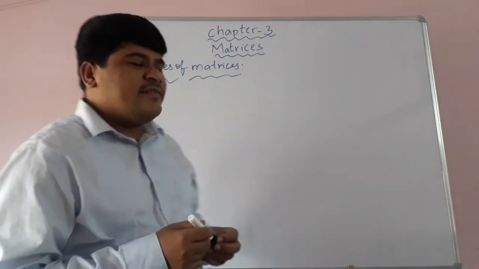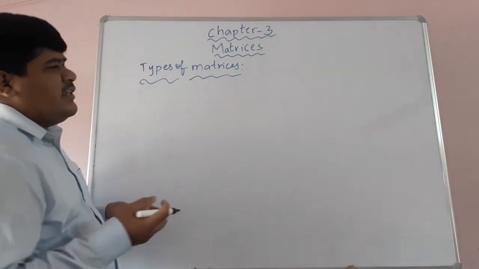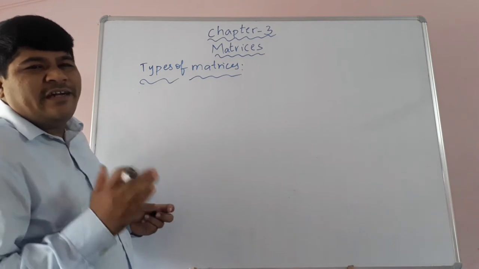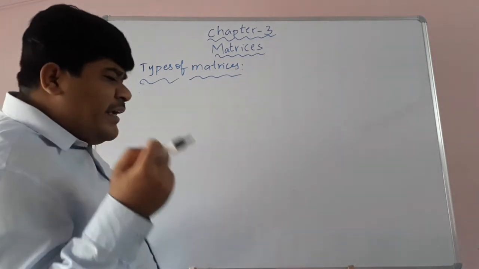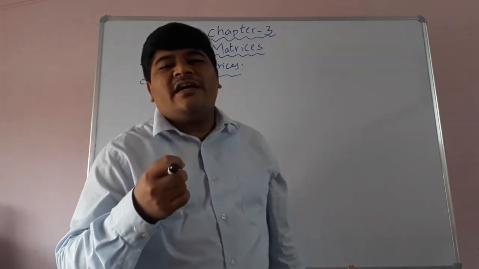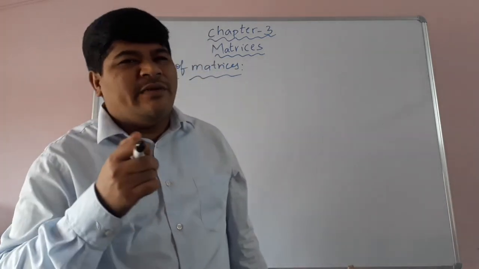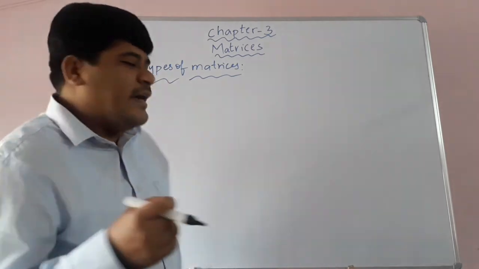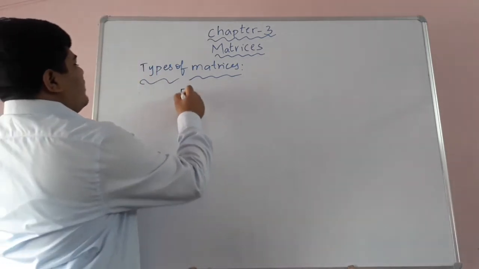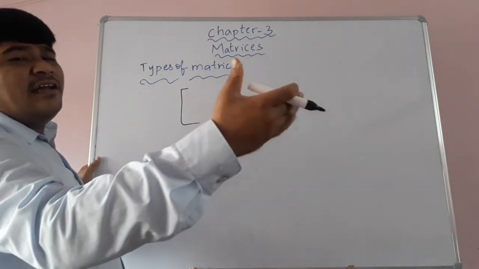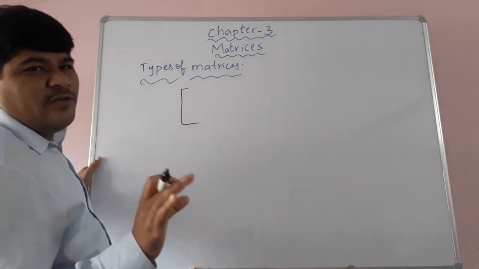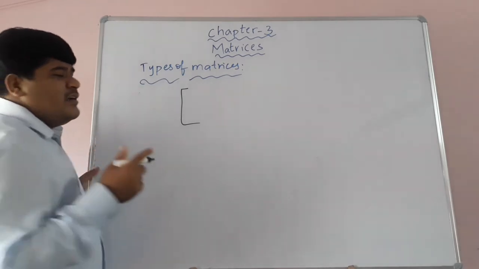Now the diagonal matrix. What is the diagonal matrix? Children, if in a given square matrix each non-diagonal element is 0, then that is said to be a diagonal matrix. It means the diagonal elements are non-zeros, and the elements other than the diagonal elements are zeros. That type of matrix is said to be a diagonal matrix, children.